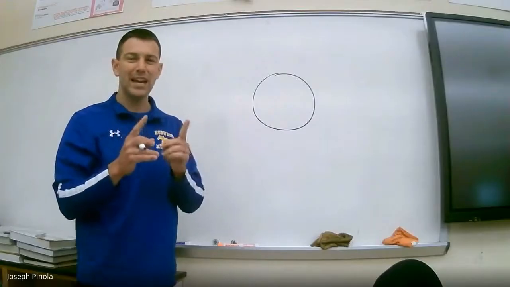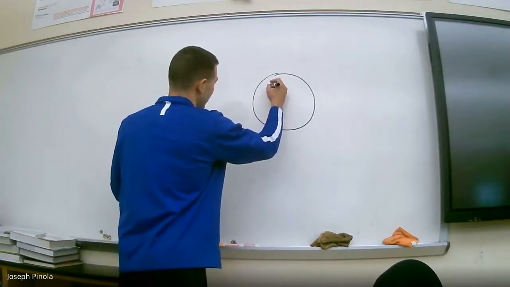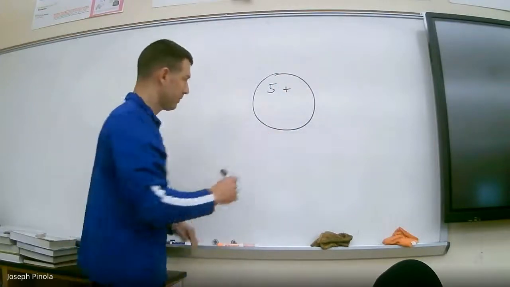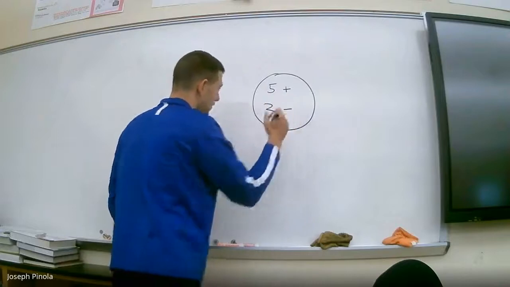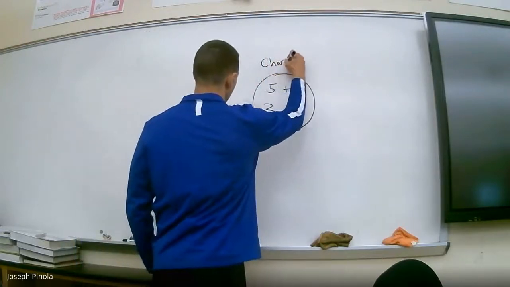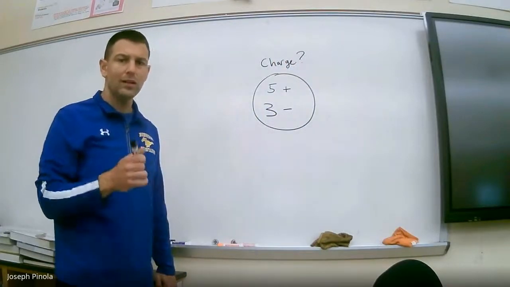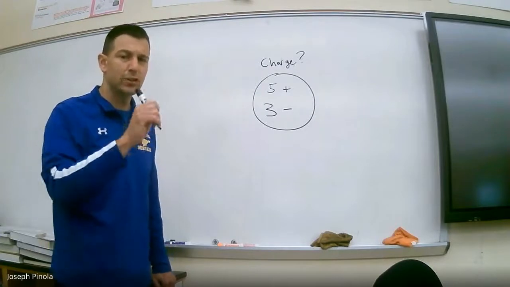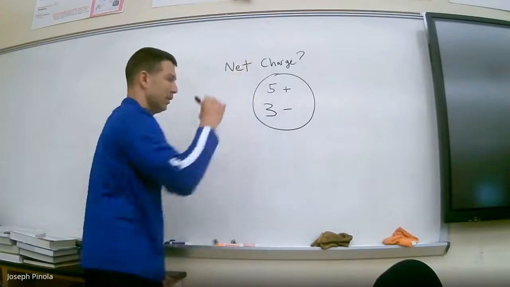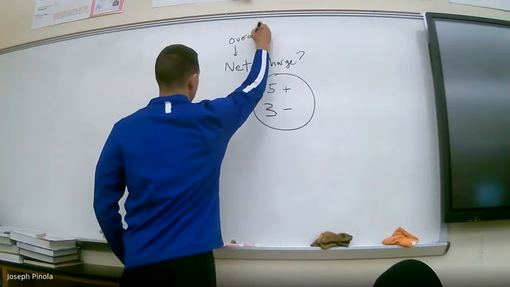So let's say that we had an atom that inside of it had 5 protons, which I'll show with a positive sign, and 3 electrons. Do you know what the charge on this atom would be? Well, it's really important here that we not just find the charge, but we find something called the net charge. Or in other words, the overall charge.